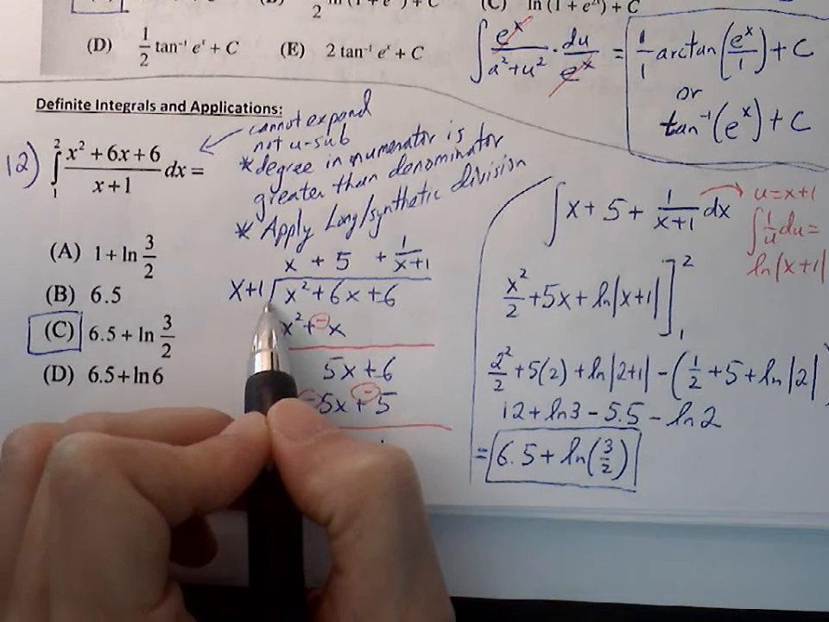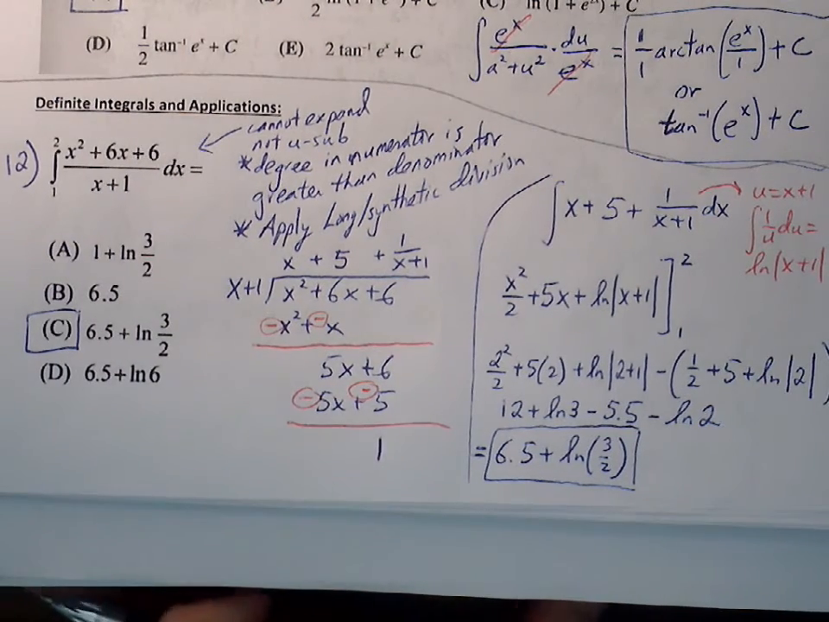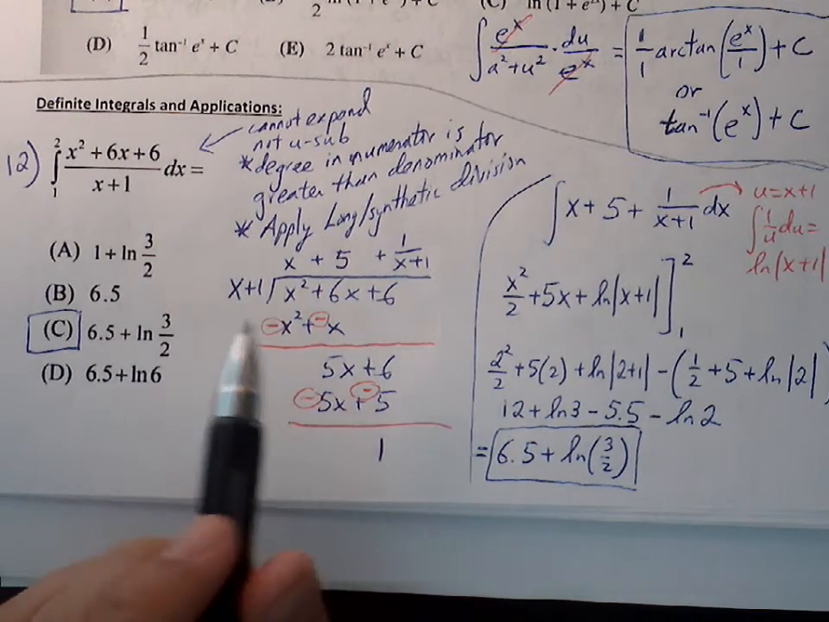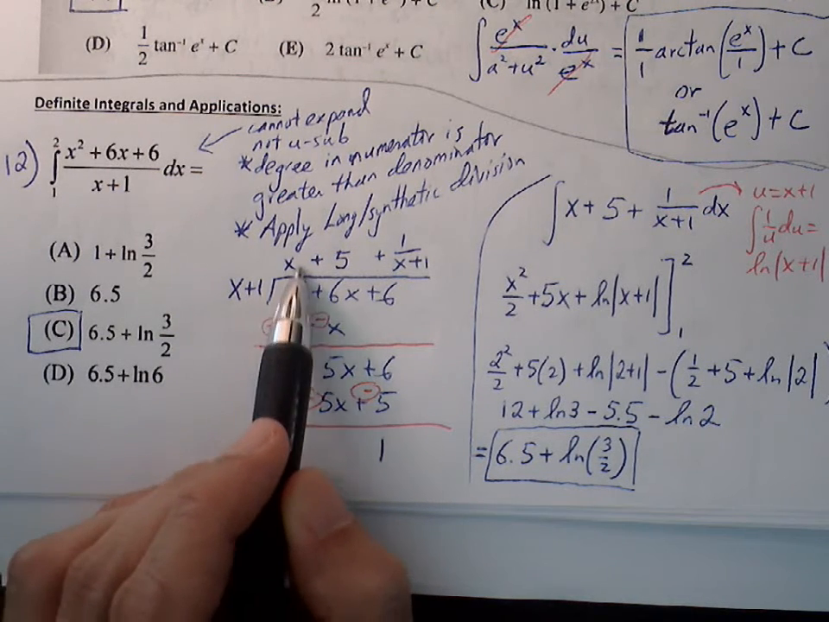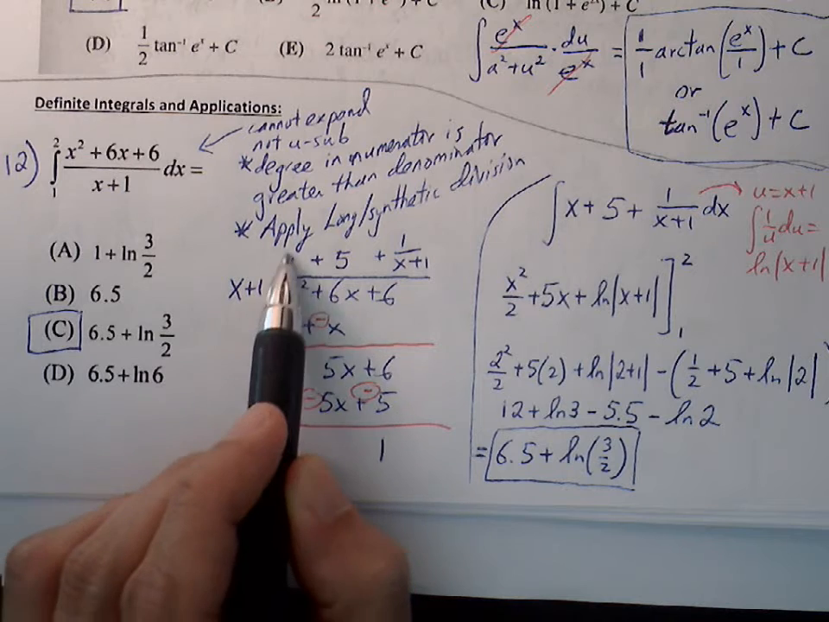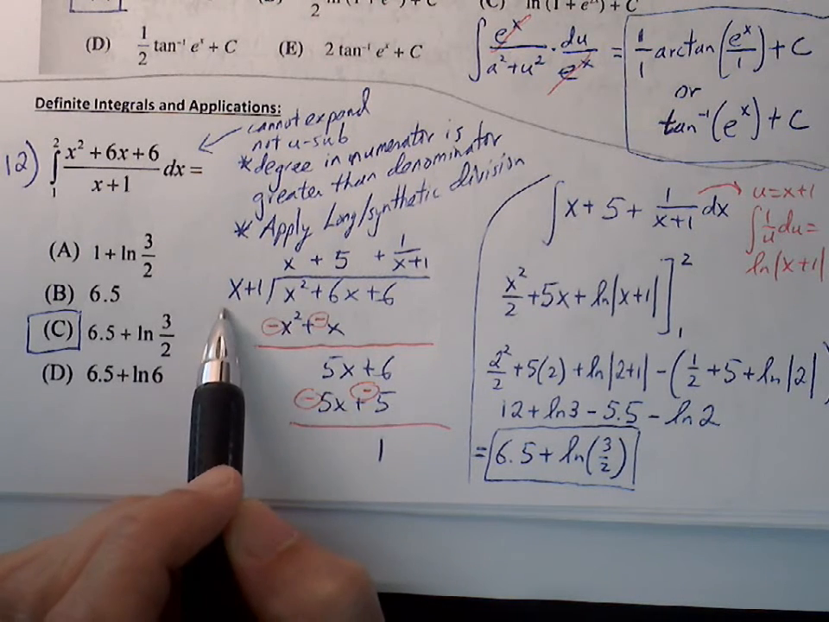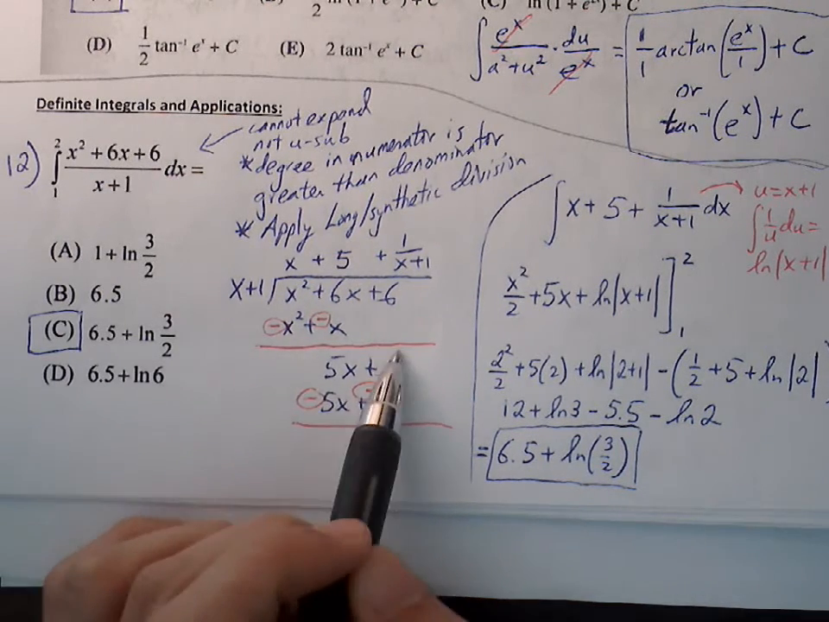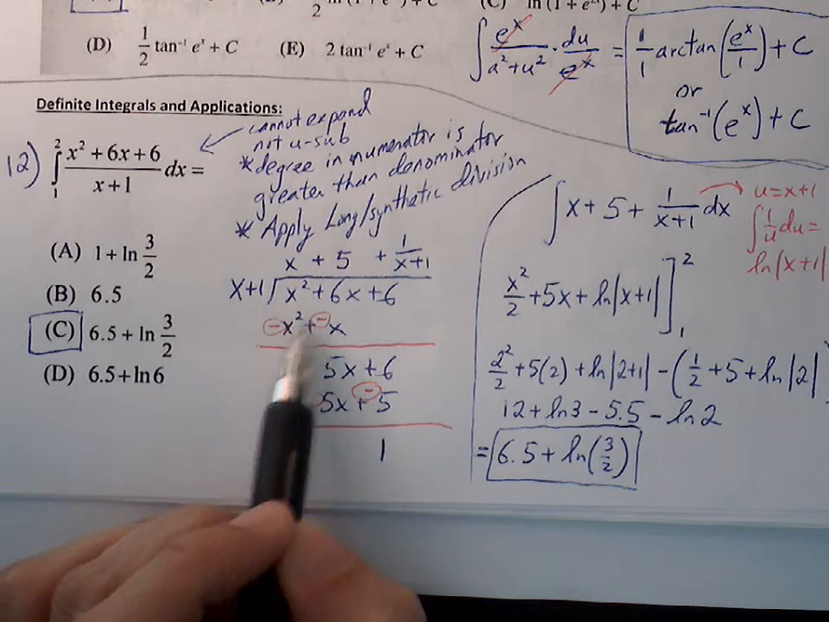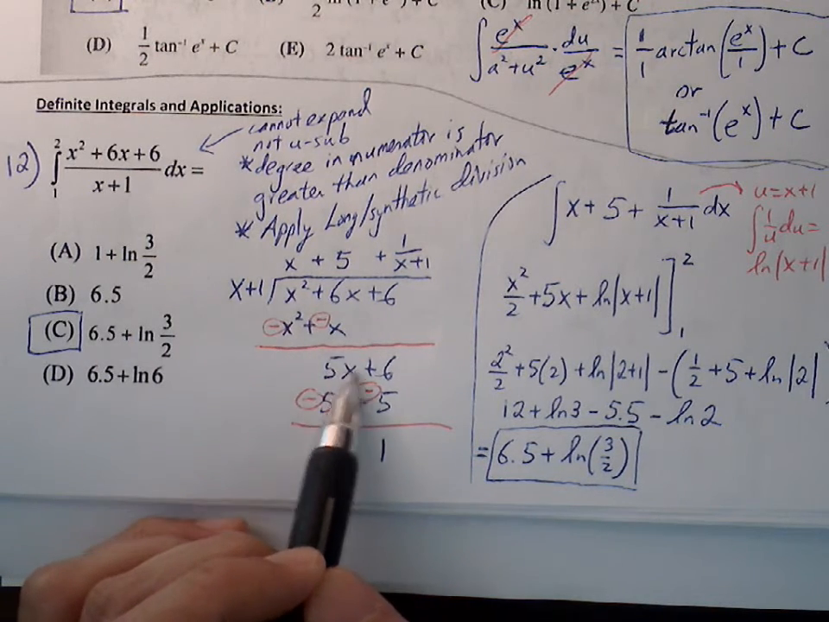So long division, x plus 1 divided into the x squared plus 6x plus 6. We ask ourselves, x times what gives us x squared? And it's going to be x. So we take the x, distribute it through the binomial. So x times x is x squared, 1 times x is x. We draw our line, we change our signs, bring down our terms. 6x minus 1x is 5x, 5x plus 6.